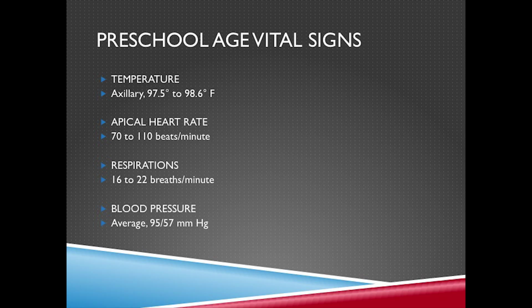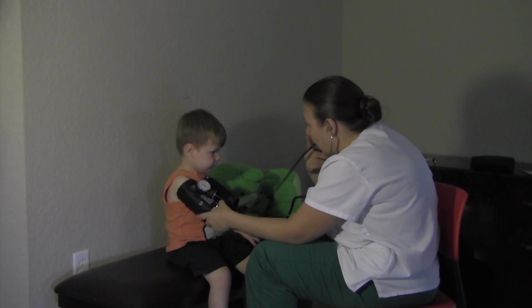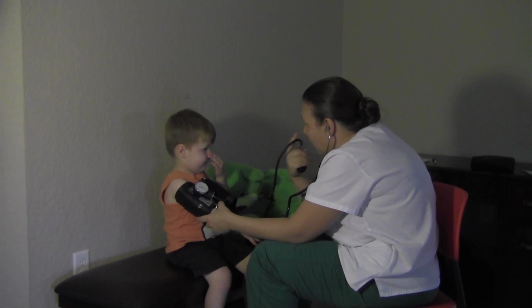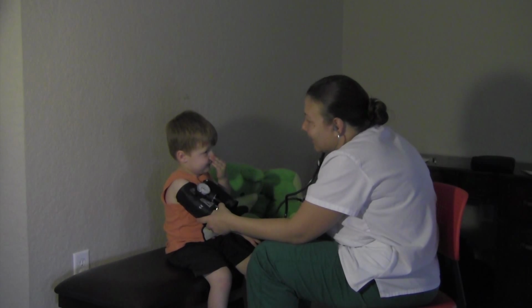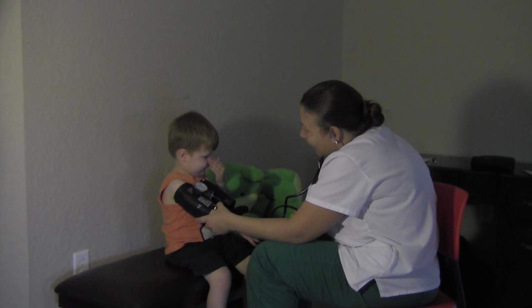The preschooler, again, you're taking their temperature in the axillary. 97.5 to 98.6 is considered normal. Apical heart rate is 70 to 110. Respirations 16 to 22 breaths per minute. And their blood pressure should be 95 systolic, 57 diastolic for a normal range.